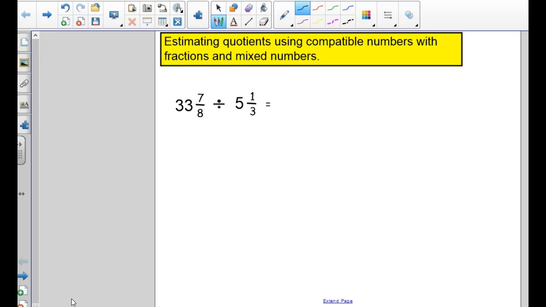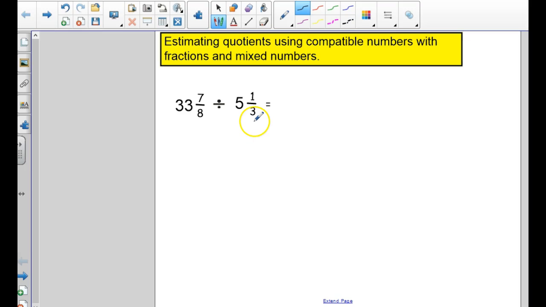Okay, so in this lesson we are estimating quotients using compatible numbers with fractions and mixed numbers. So we're going to take a look at these two mixed numbers that are being divided, and actually 33 and 7/8 is being divided by 5 and 1/3, and we're going to give the estimated answer by estimating the mixed numbers first. And when you have to use compatible numbers, my best advice for you, as you heard me in the classroom say, is to look at the divisor first and estimate that before we estimate the dividend. Just remember that the divisor is the second number in the division sentence. So that's 5 and 1/3.